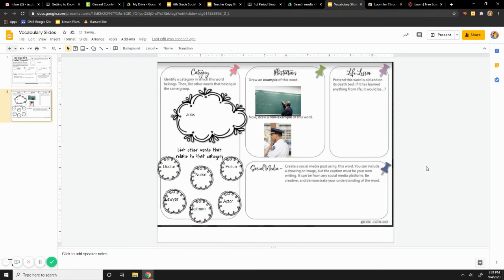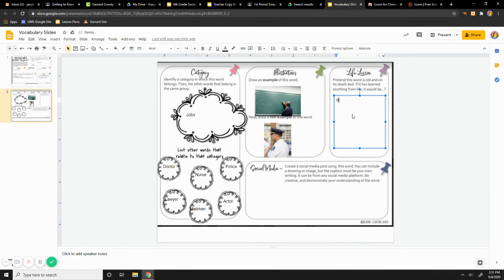All right, next we go to life lesson. Pretend this word is old and on its deathbed. If it had learned anything from life, what would it be? The word teacher may learn that it is important to be clear in what you want students to learn.